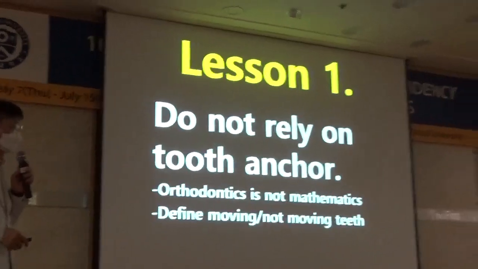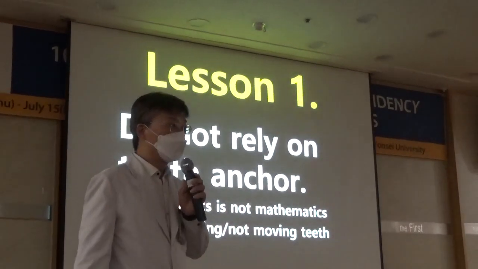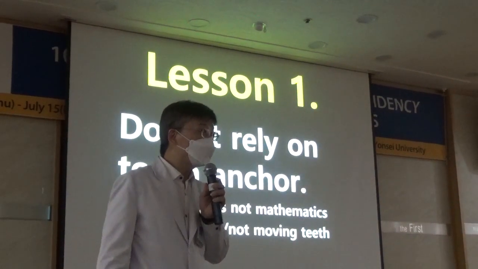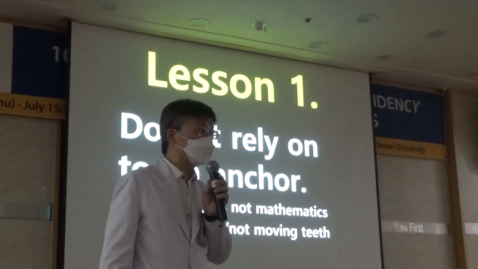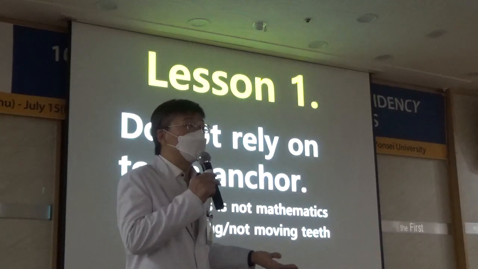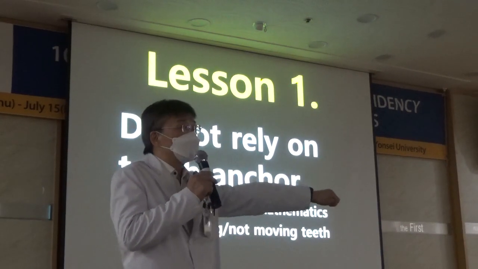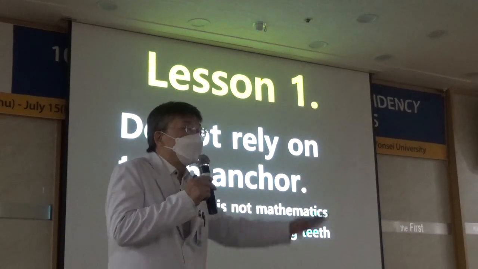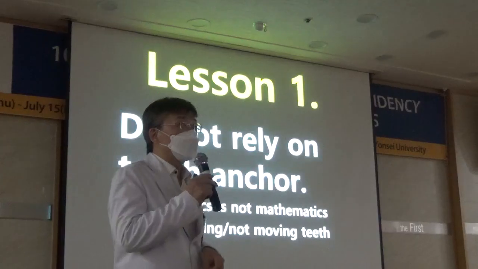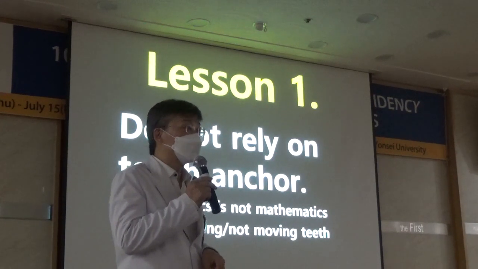What's the first lesson? Tooth anchor is very deceiving. Tooth anchor is very deceiving. And orthodontics is never ever a mathematics. Never ever a mathematics. What does the conventional orthodontics teach? Okay, if you want to retract the canine, basically you have to prepare the anchor by second premolar, first molar, third molar as one unit. They will be strong enough. No, they are not strong enough. They are not strong enough.